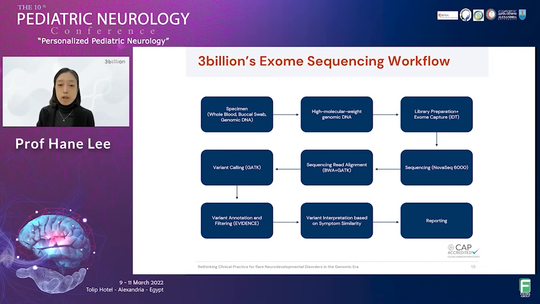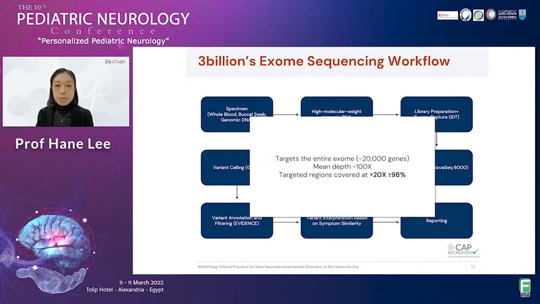At 3billion, we're currently using a commercial kit from Integrated DNA Technologies, IDT, for capture. Sequencing is performed on Illumina NovaSeq, and we run 150 base pair paired end sequencing. The mean depth of coverage is around 100x, and more than 98% of the targeted bases are covered at least 20x.